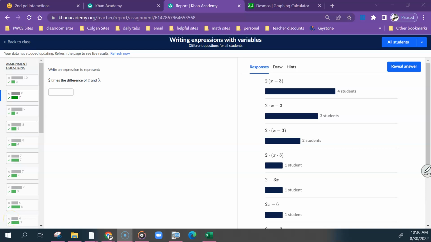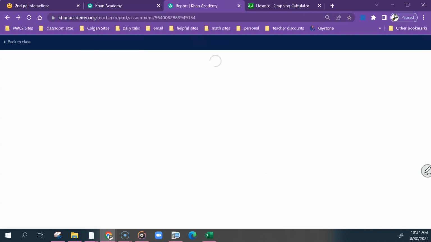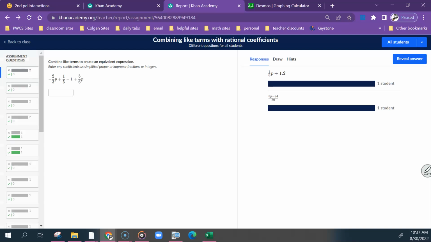You have something like this, and some of you were getting the parentheses, and some of you weren't. So if it says something like 2 times the difference of x and 3, let's see, this is going to be right. Oh, I didn't do that. And now I'm doing this. Okay. Pause.